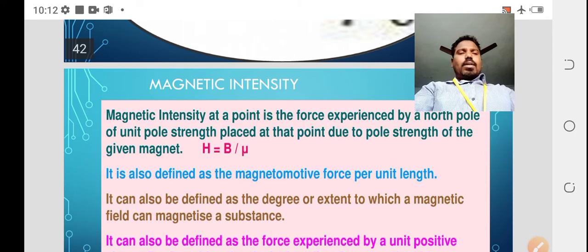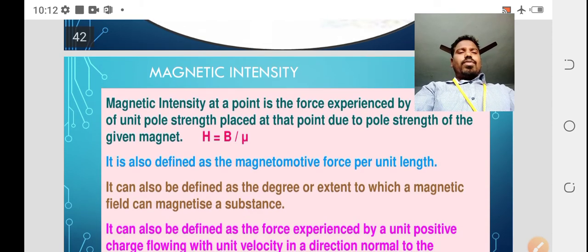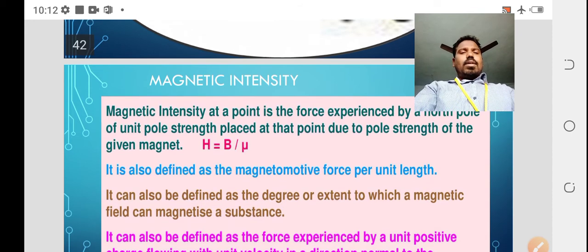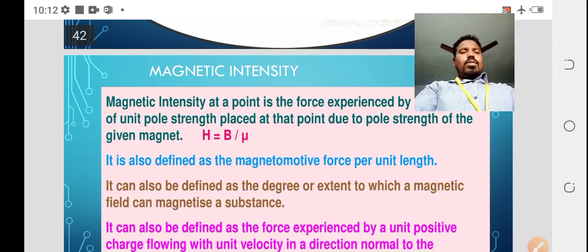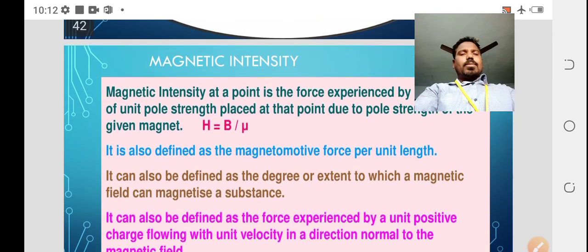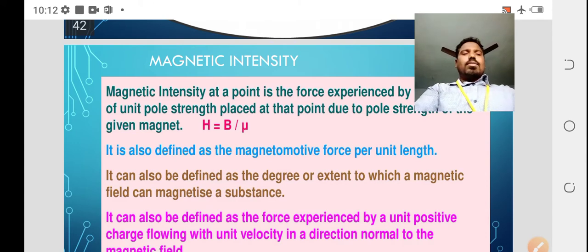From the permeability concept we define H equal to B by mu. It is also defined as magnetomotive force per unit length. Magnetic intensity has another definition: the degree or extent to which a magnetic field can magnetize a substance.